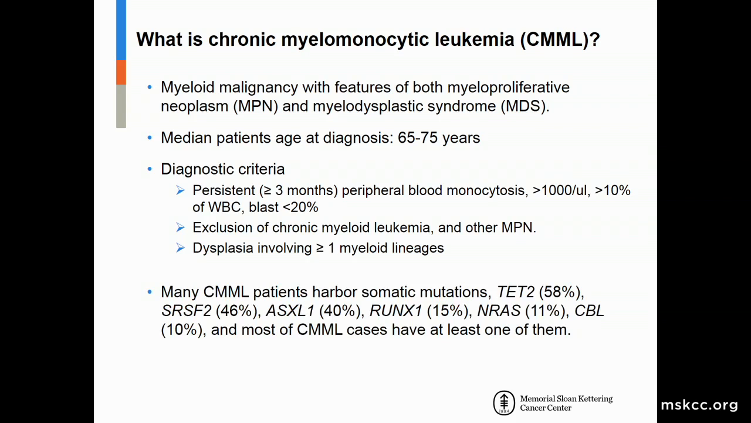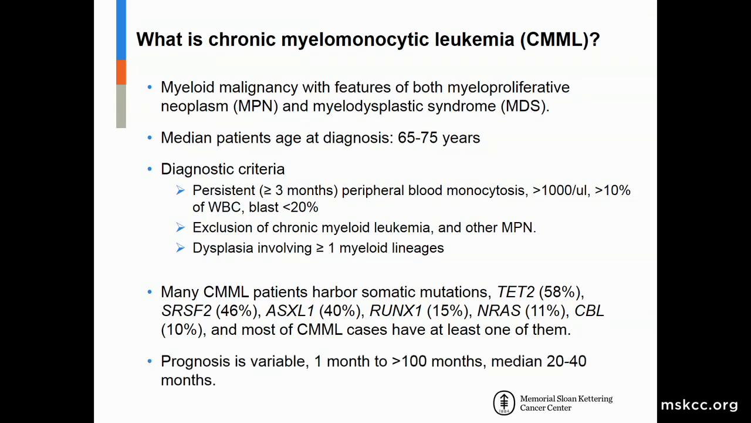And recently, of course, we have very advanced molecular genetic tests, and CMML is reported to be associated with somatic mutations of TET2, SRSF2, ASXL1, RUNX1, and RAS. These are the reported percentages of association with CMML. Virtually all cases of CMML have at least one of these mutations. The prognosis of this disease is also very variable, from indolent cases to very aggressive ones showing transformation to AML.